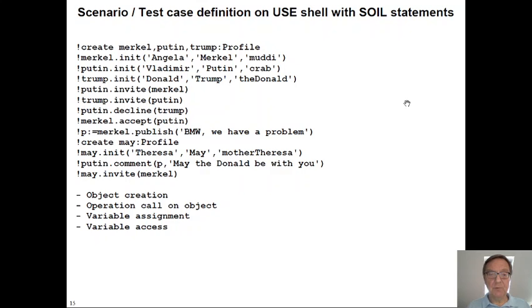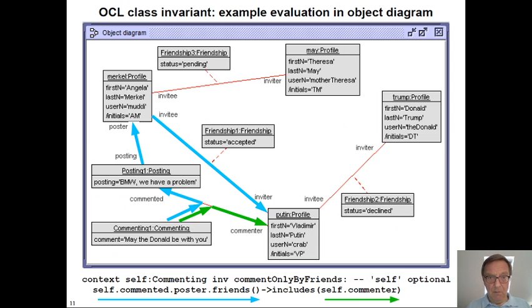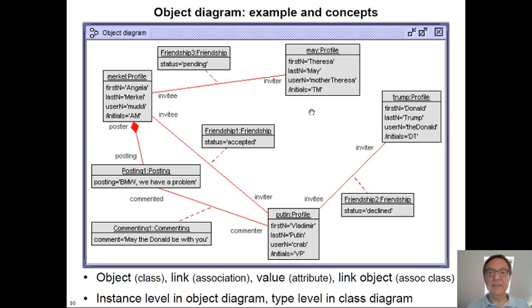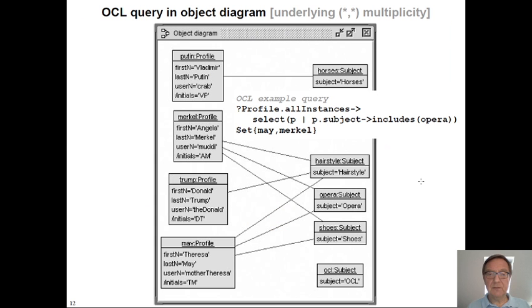Object creation, operation calls, variable assignment, and access. And as I said before, this command sequence generates this object diagram. It does not yet generate these objects. There are no subject objects right now and no interest links.